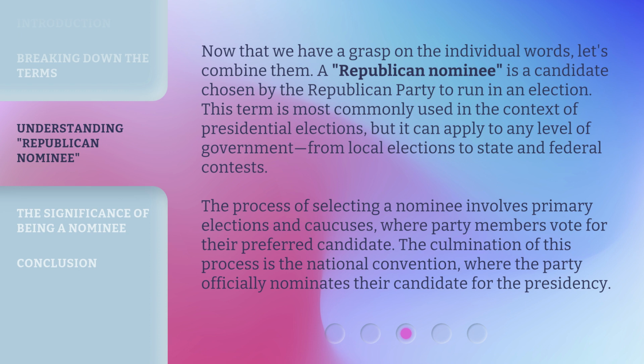The process of selecting a nominee involves primary elections and caucuses, where party members vote for their preferred candidate. The culmination of this process is the National Convention, where the party officially nominates their candidate for the presidency.